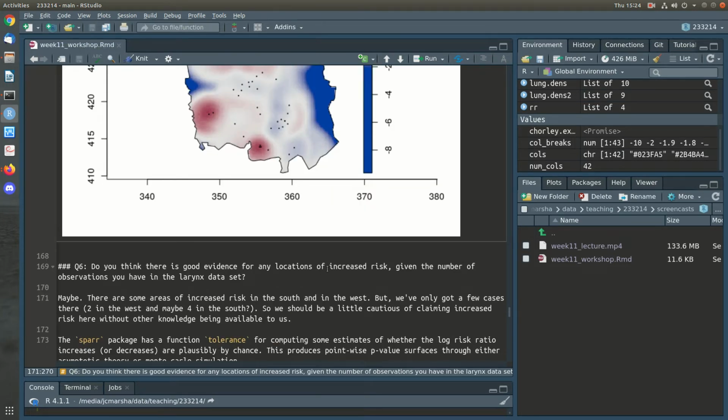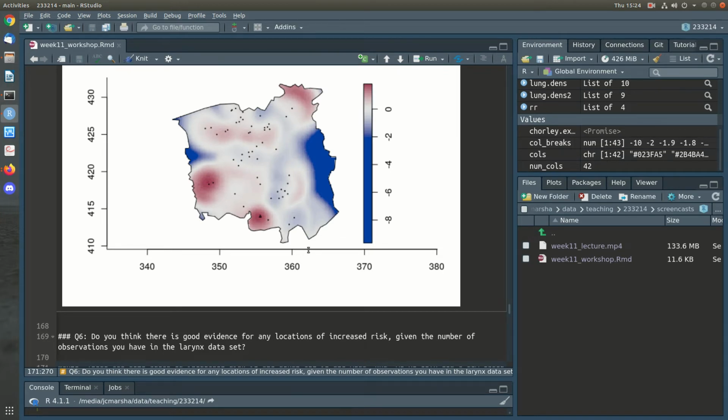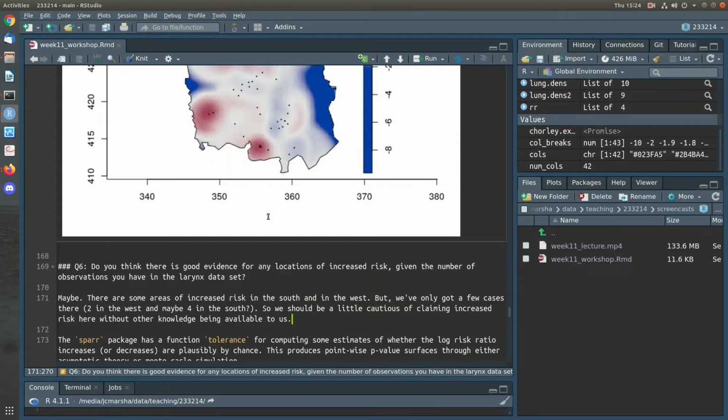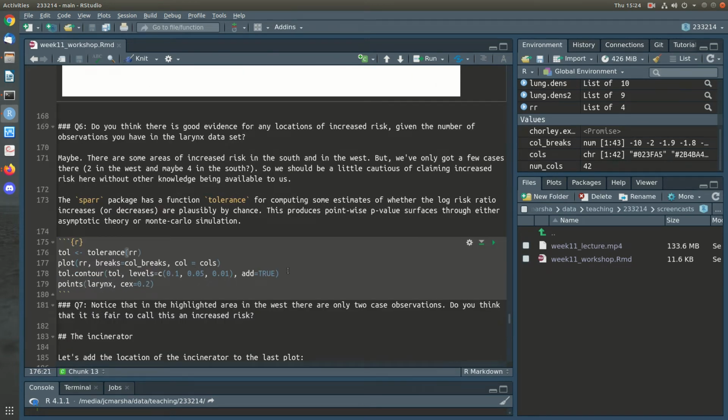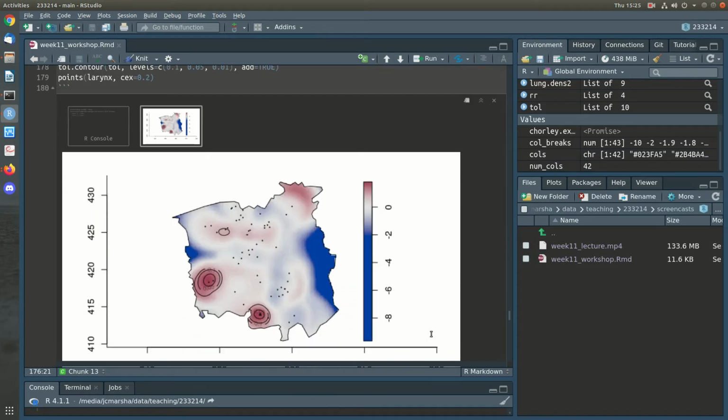One way we can assess this is with the tolerance function in the SPA library. Essentially the tolerance function gives us a p-value surface. For each location, you have the probability that what we see in our data, the intensity of the red there, would arise just due to chance, just due to random sample-to-sample variation, if in the underlying population the rates of lung and larynx cancer were the same. The tolerance function can do this, and then we can plot it and add some contours. We get this here.